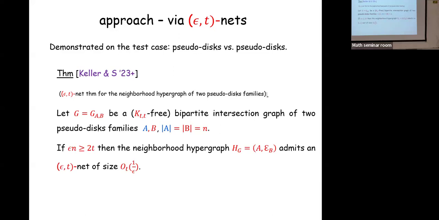What is the role of the two? Why two families? Now it's a bipartite graph. We have a red family of pseudo-disks and a blue family of pseudo-disks, and I look at the intersection of a blue and a red. If there is an intersection, there is an edge, but I assume the graph does not have a K_{t,t} as a subgraph. Okay.